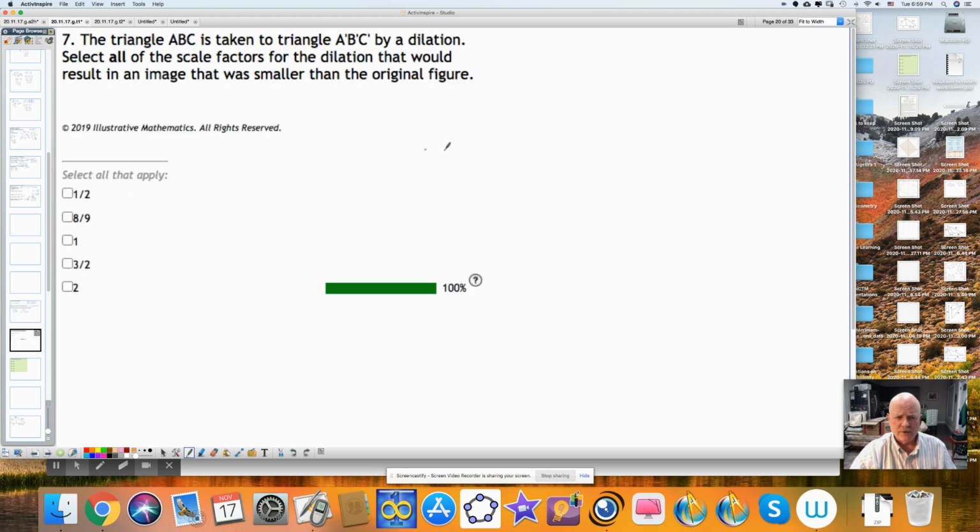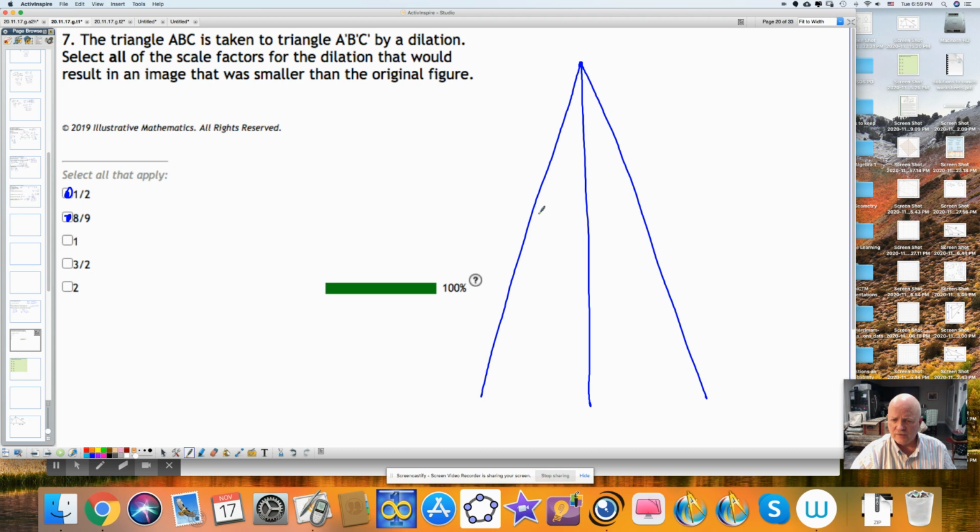Triangle ABC is taken to triangle A prime, B prime, C prime by a dilation. Select all of the scale factors for which the dilation would result in an image that is smaller than the figure. And that would be this one and this one. We know that if we have a point of dilation, I could draw lines from this point, and I'm going to take the triangle along these lines. So if this is going to here, and if this is my k equal to 1, so this is my starting value, if I had another triangle like this, it would be congruent.